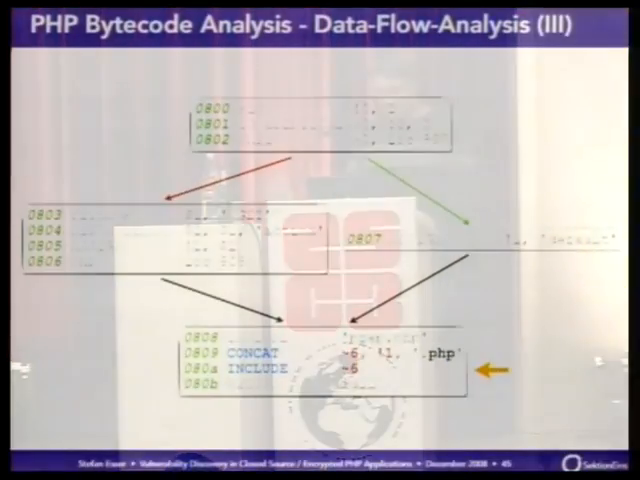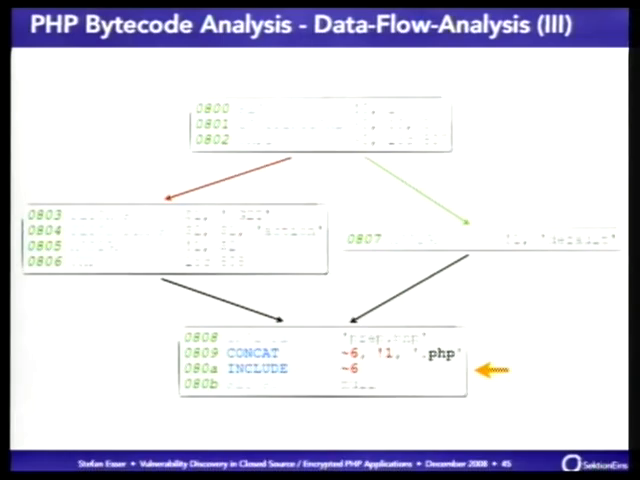This is the line before. And we see there's a write access to temporary variable 6, and it uses compiled variable 1 and concatenates a constant string. We know the constant string is safe, so we need to know if the compiled variable 1 is also safe. So we are now searching for write access to compiled variable 1.